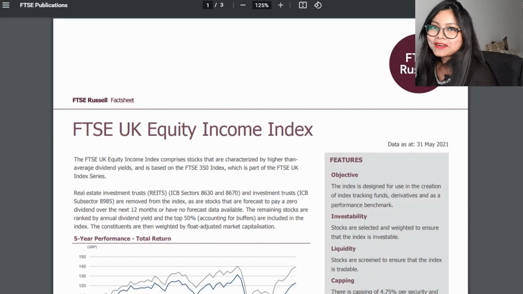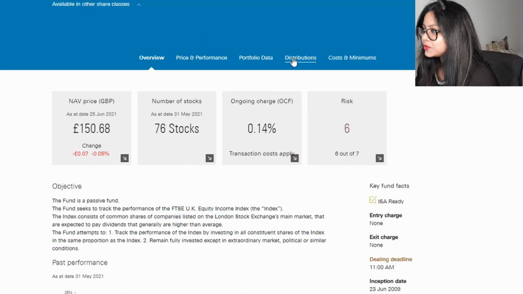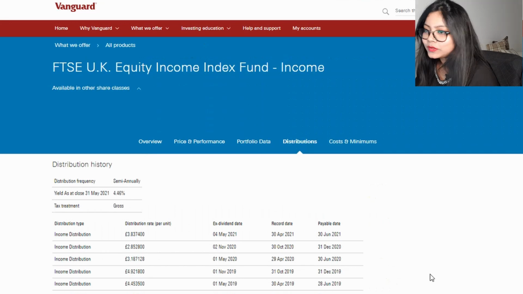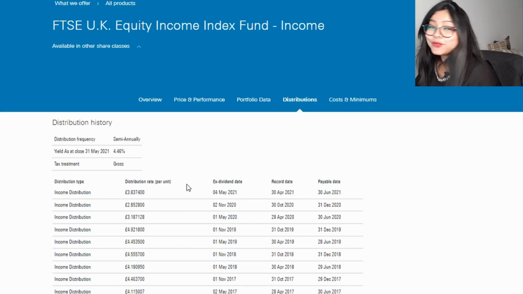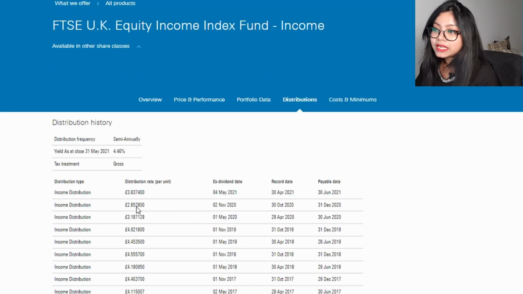Okay, let's go back to Vanguard's website and look at their distribution number. That's where the income comes from. They pay out semi-annually. The last one you would get paid about every 3 months. This one you get paid twice a year. And the yield, the amount of dividend yield you can expect as of last month, was 4.46%. And if you do something similar and add up these two numbers, which are the actual amount of income distributed.